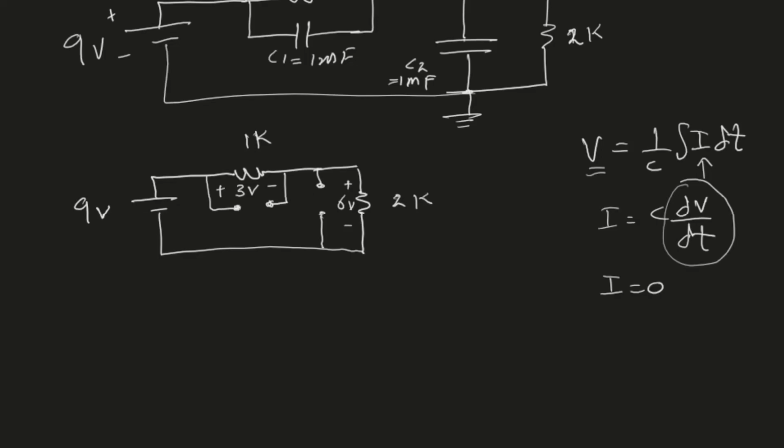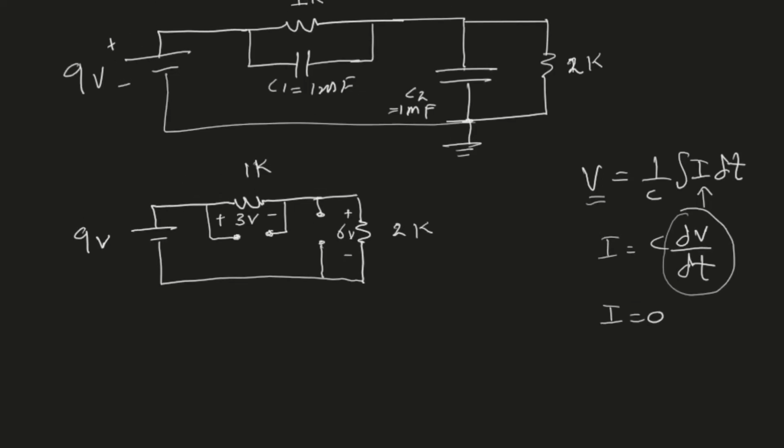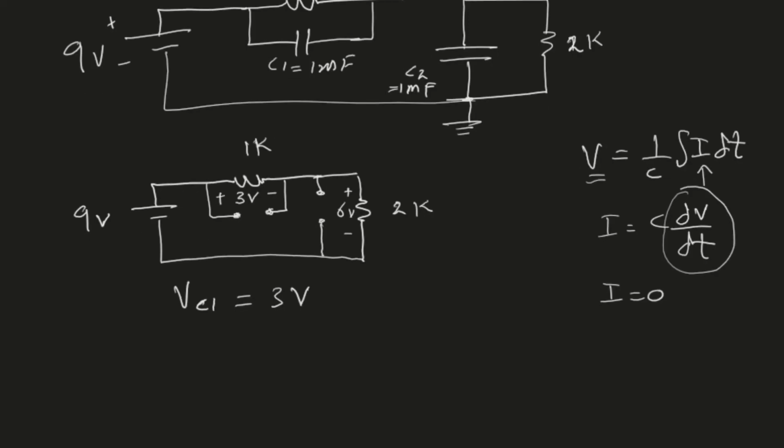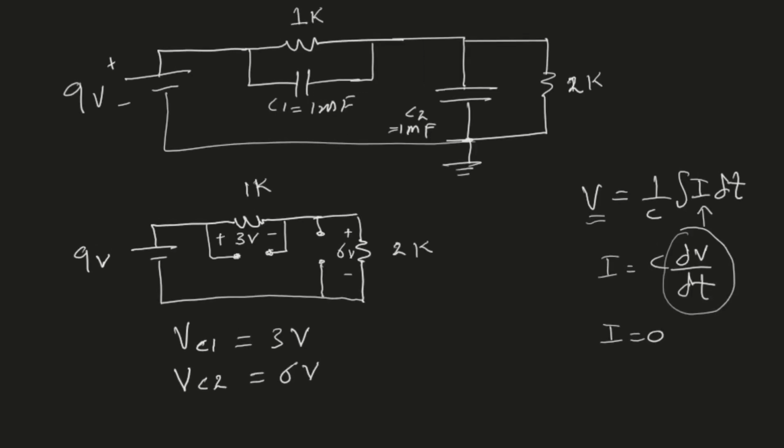Now based on this information, I see that the voltage across the capacitor C1, so let's call it VC1, is 3 volt, because the capacitor C1 is in parallel with the 1 kilo ohm resistor. So whatever is the voltage across the 1 kilo ohm resistor, that will be the voltage across C1. So therefore VC1 is 3 volts. So if I know the capacitance and if I know the voltage, I can easily find the energy stored. Anyways, this is the voltage across the capacitor C1. Similarly, the voltage across the capacitor C2 is VC2, and that should be equal to 6 volt, because that capacitor is in parallel with the resistor 2 kilo ohms.